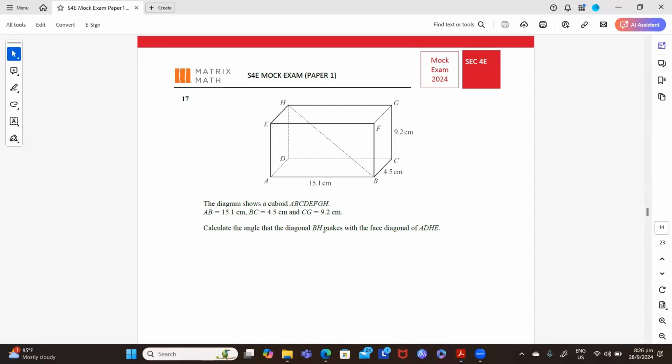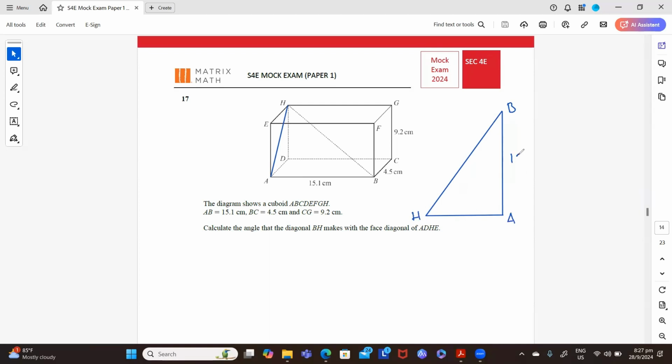Calculate the angle that the diagonal BH makes with the face diagonal ADHE. So if you tilt the diagram, you'll see that BH is actually the hypotenuse of a right angled triangle. So what you want to do is connect H to A first. Now I'm going to draw this right angled triangle upright, where the top point is B and the bottom is A and H. So B to A and A to H, then you just connect it like this, okay? So this is point B, this is point A, and then this is point H.